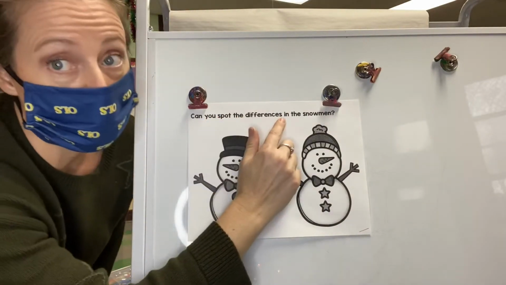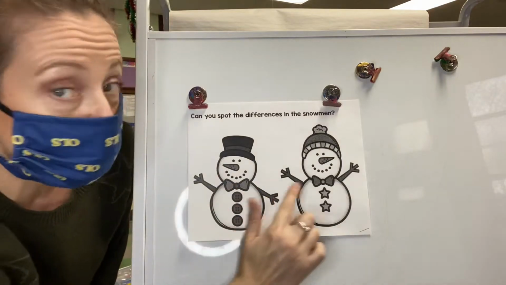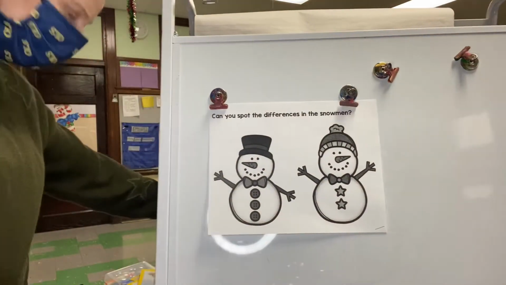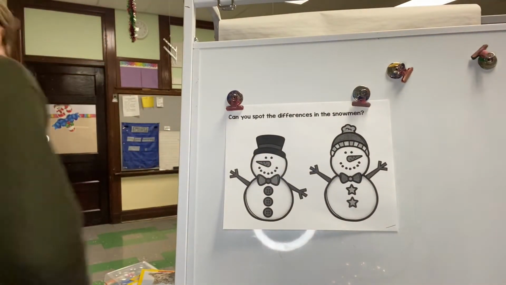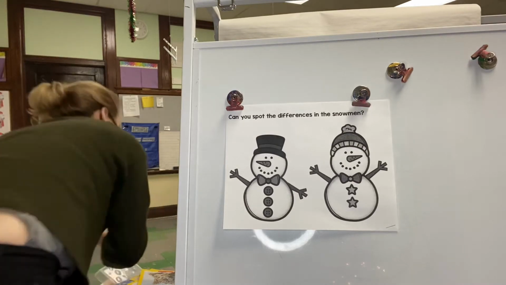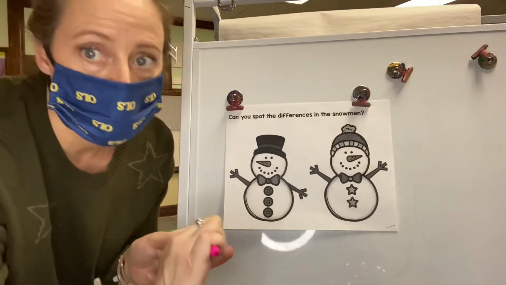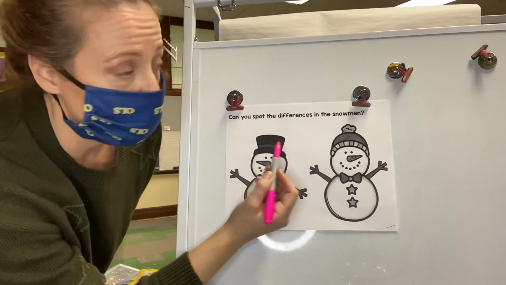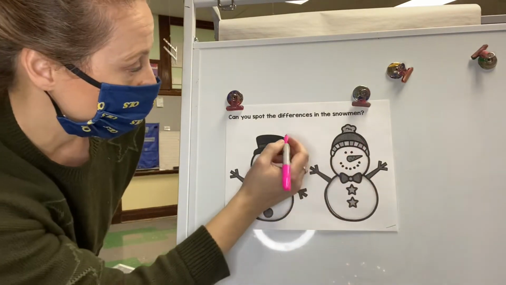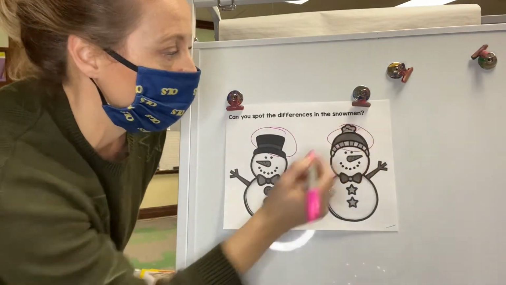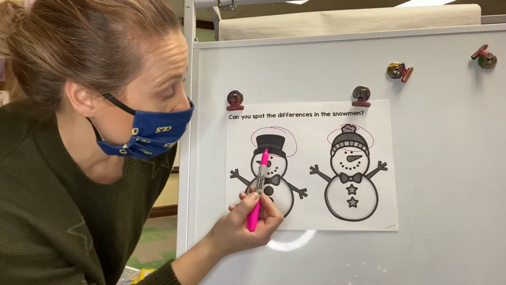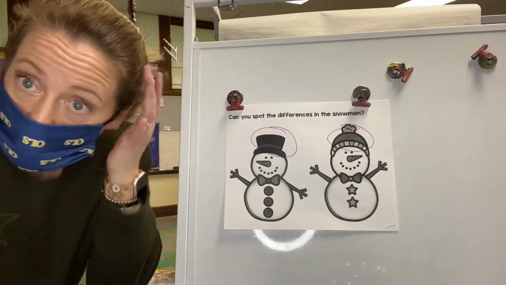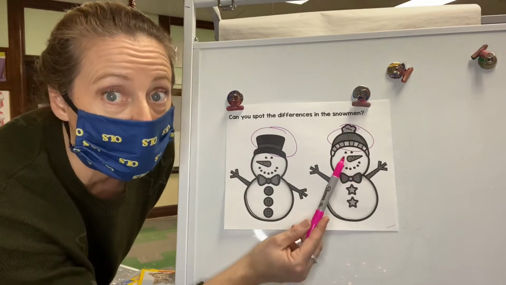can you spot the differences in the snowmen? So I have 2 snowmen here, and I need you to circle the differences. So let's see what we can find together. Okay, I chose a pink pen, so hopefully you can see it. The first difference that I spy are their hats. So let's see, I would circle both hats because they're different. This snowman is wearing a top hat. This snowman is wearing a little stocking hat. Probably looks more like what your hats look like.